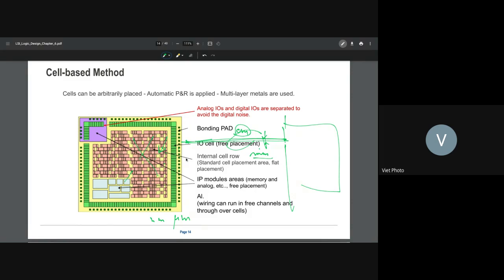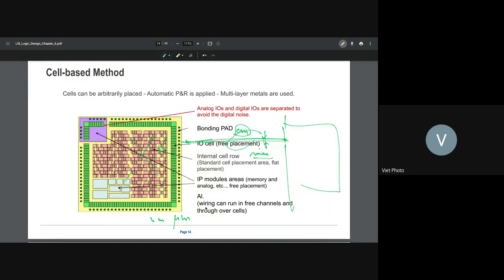So internally, you have this IP, right? The IP macro area doesn't need to be in the corner like that. It can be all over, but usually it won't be in the middle. It will be placed around the corner, around the edge. The reason why, we will see in the placement. And AI, I don't know what that means, AI here.